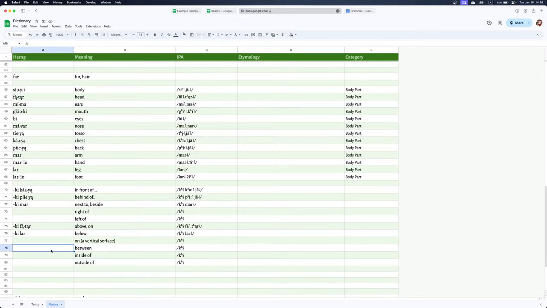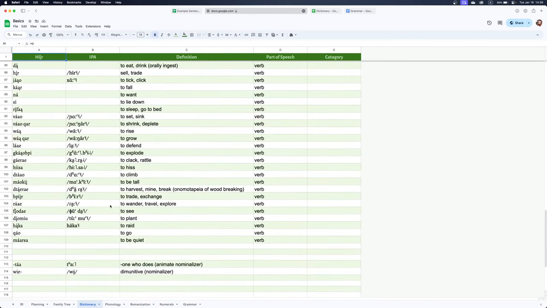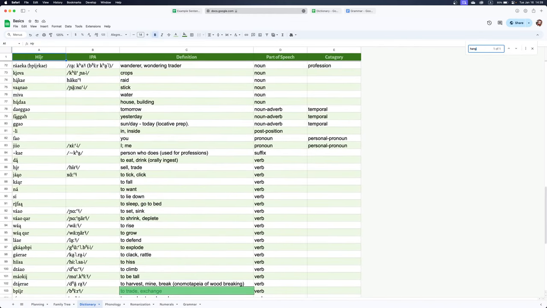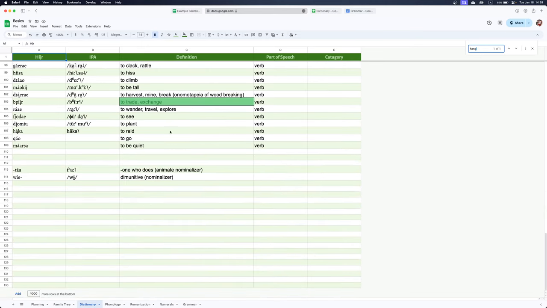So on, between, inside of, outside of. So, do we have a word for hanging? No, we have a word for exchange. But we can make a word for hanging. Suda. Su.